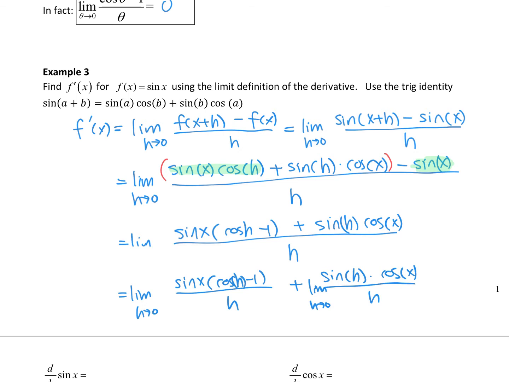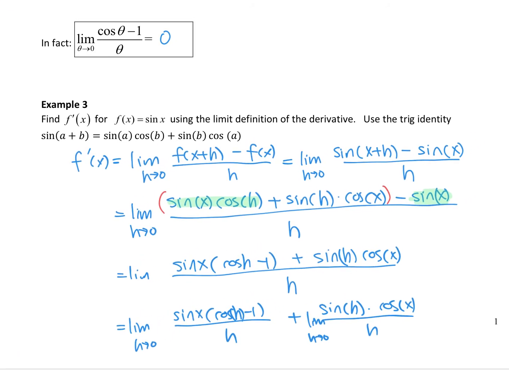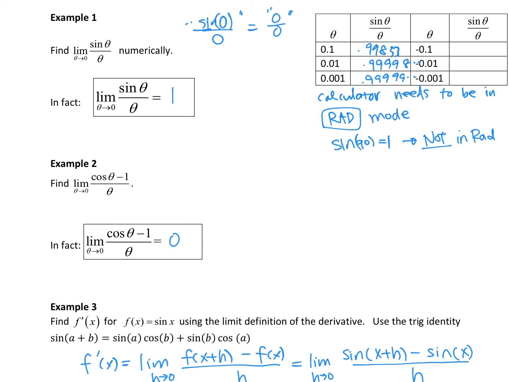Okay, so now let's look at the formula that we had before. First, I noticed that there's a cosine h minus 1 over h part. That's cosine theta minus 1 over theta as theta goes to 0. Cosine h minus 1 over h as h goes to 0. So this part goes to 0, right? And then how about the second portion? I noticed the sine h over h as h goes to 0. That was the first thing we talked about, sine of theta over theta as theta goes to 0.